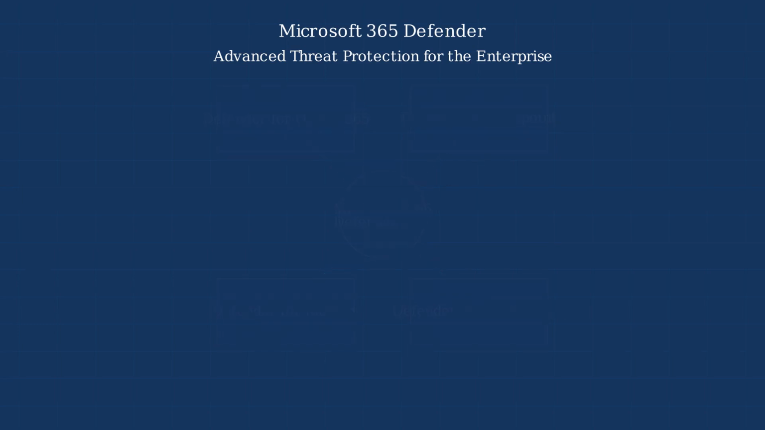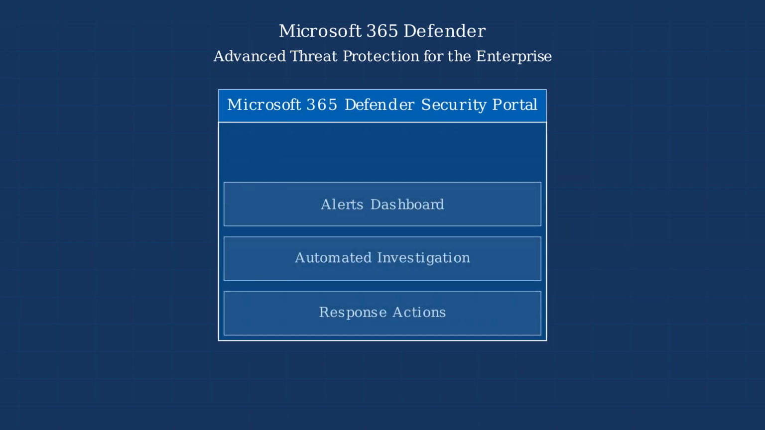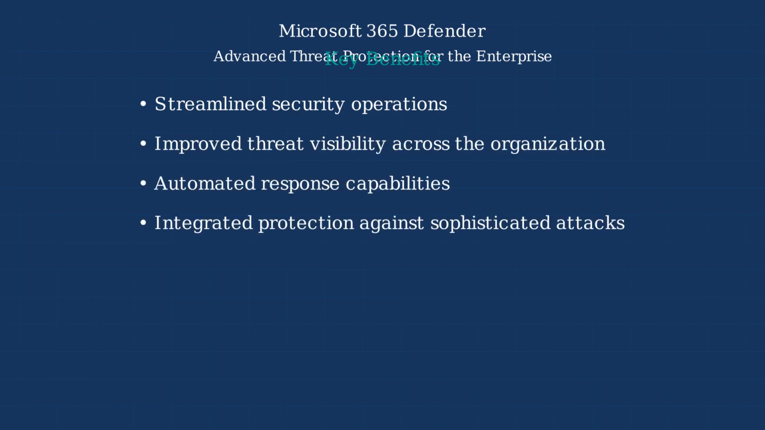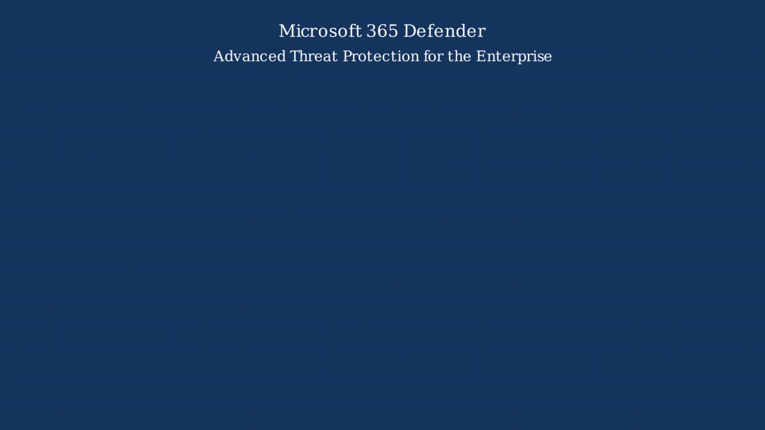The Unified Security Portal provides a single dashboard for security teams. This allows teams to view alerts, investigate threats, and coordinate response actions all from one place. Microsoft 365 Defender streamlines security operations and improves threat visibility across the organization with automated response capabilities against sophisticated attacks. This comprehensive suite provides the integrated protection your organization needs in today's threat landscape.